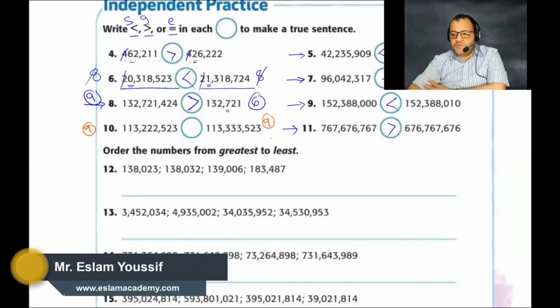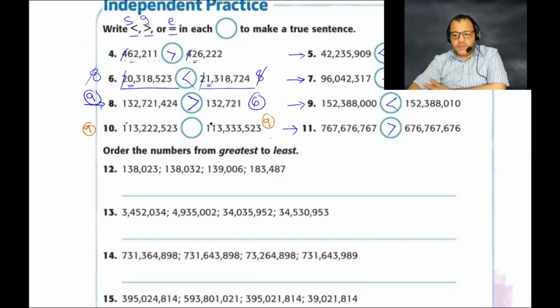If they have the same number of digits, we start from left to right. So the first number that we have here, we have 1 and 1, 3 and 3, they are the same. But we have here 2 and 3. Because 3 is greater than 2, the number at the right is greater than the number at the left. Did you get this one? Any problem? If you didn't remember this one, please raise your hands up. Abdurrahman, what's the problem?